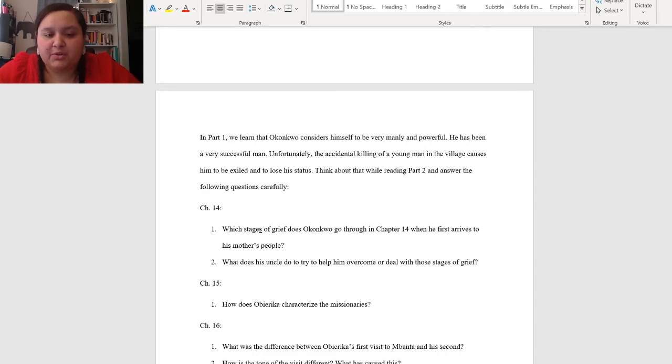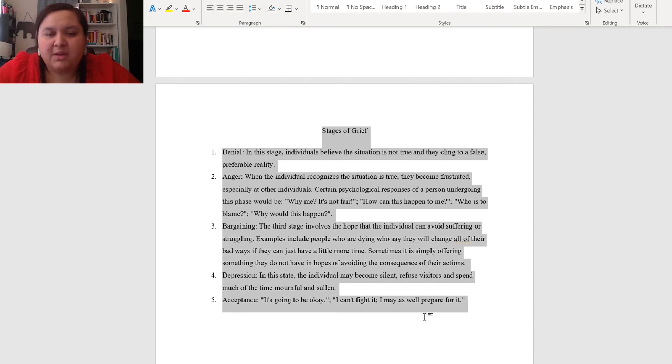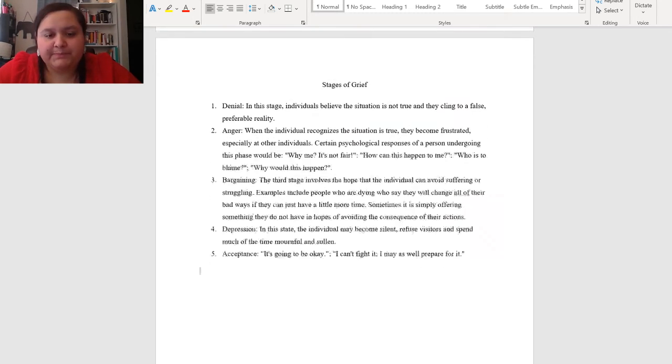The very first question, from chapter 14, which is what you're reading this week, asks which stages, that's important, right? Multiple, of grief does Okonkwo go through in chapter 14 when he first arrives to his mother's people. So you'll need to come back and look at the stages of grief. Most of you know what the stages of grief are, or at least some of them, but please make sure that you read them carefully so you know exactly what you're looking for when you're looking in the novel to figure out which stages of grief Okonkwo goes through. We have denial, anger, bargaining, depression, and acceptance, okay?